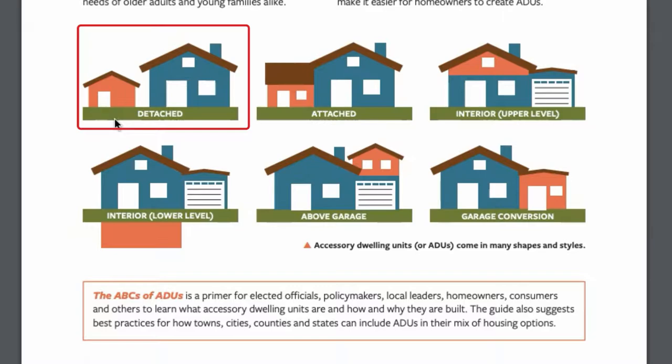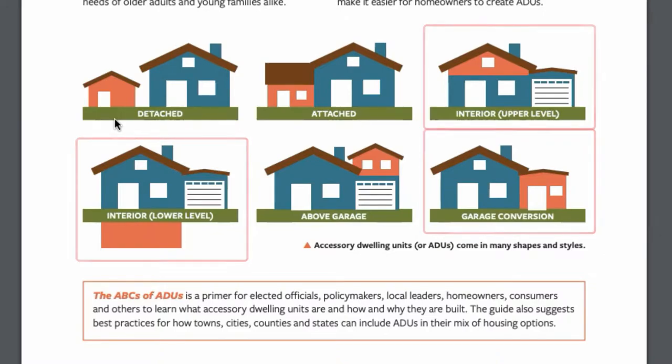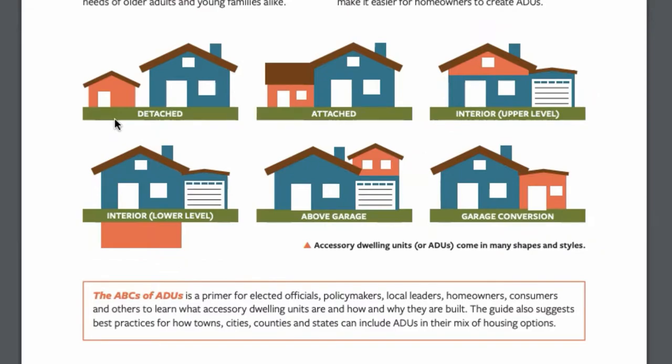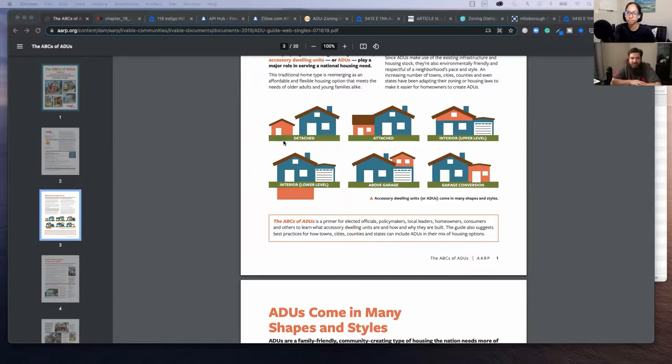The other nice thing about some of the other options is that you're using the existing footprint, i.e. interior upper level, interior lower level, above garage, and certainly garage conversion. That's the beauty of those, that's where your biggest return on capital is going to be, because you're not building a separated attached or separated detached unit. The detached is probably your most expensive option, because you're building from the ground up.